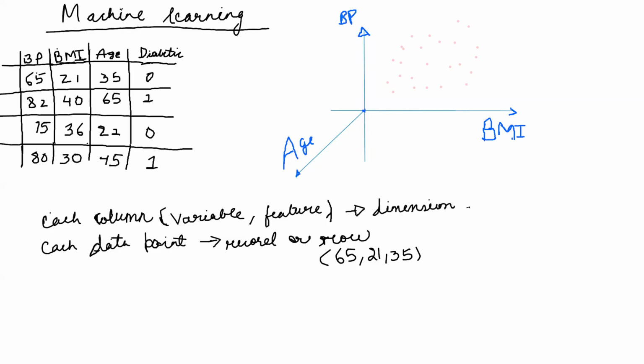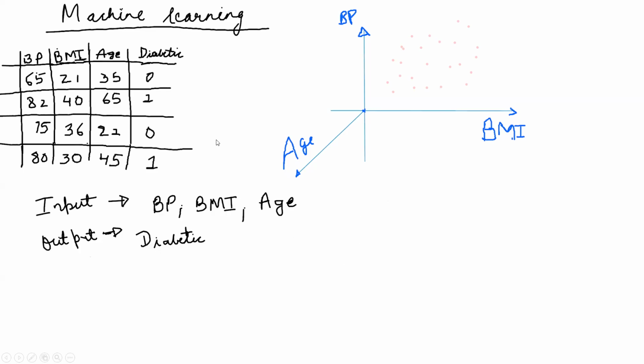So if there are n number of features, then there are n dimensions of data, and each data point represents each record or each point in the mathematical space, and each point is basically each row of the data set. Let's say we want to predict diabetes based upon the data, that is, whether the person has diabetes or not. Here 0 represents that the person has no diabetes, 1 represents that the person has diabetes.